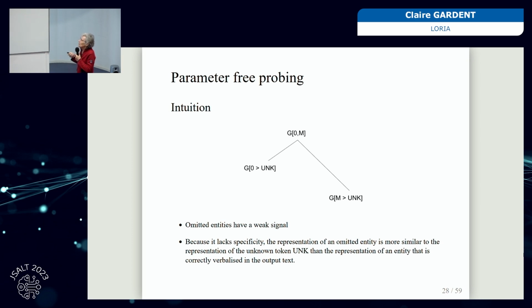The embedding would be more specific for mentions than for an omission. So this was our idea. We said we're going to compare the similarity between the initial graph and a graph where you've replaced an omission, and the similarity between the initial graph and the graph where you substituted a mention. And our idea was that the similarity should be higher for the graph where you substituted the omission than for the mention.